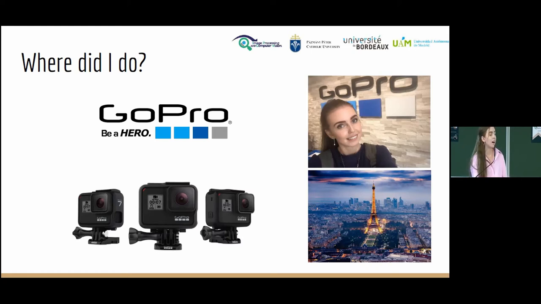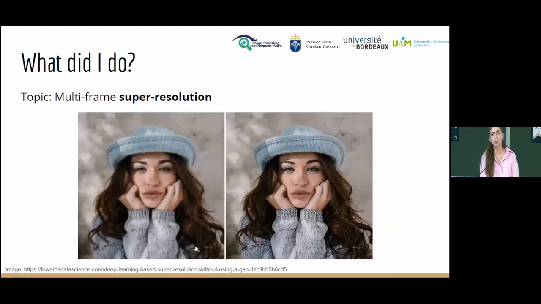So yeah, the main office is located in Paris in France. There is a big research team developing algorithms, in particular in computer vision and image processing. I was really happy to join this team and see what I can do after 2 years of my education. So in particular, what did I do and what was my topic? The topic of my internship as well as my master thesis was multi-frame super resolution.